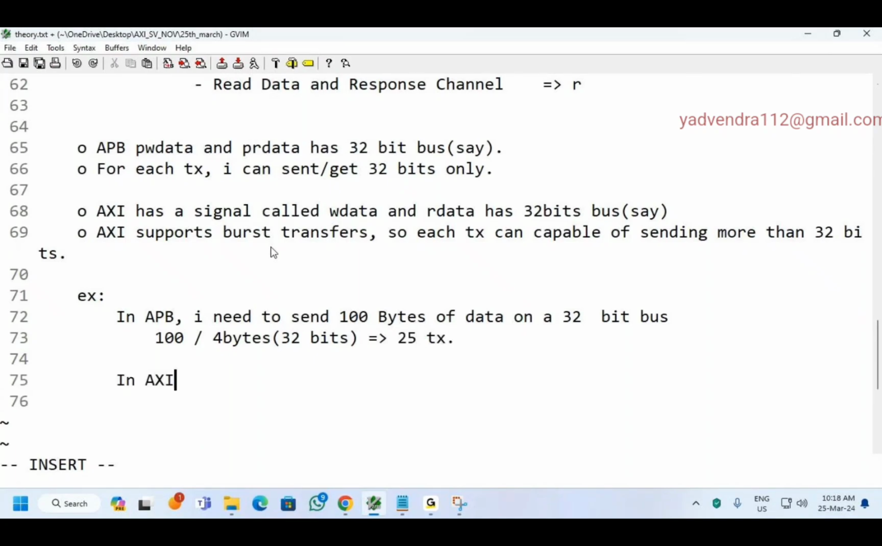Whereas in AXI, I need to send the same 100 bytes of data on a 32 bit bus. Now AXI will ask me, no, you need to give some data. One minute, guys.